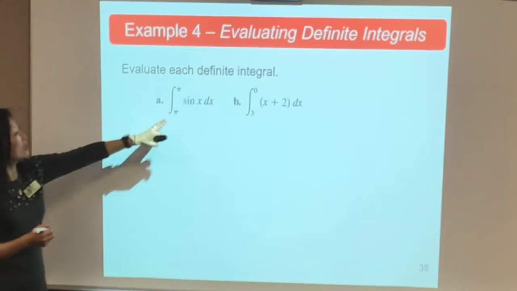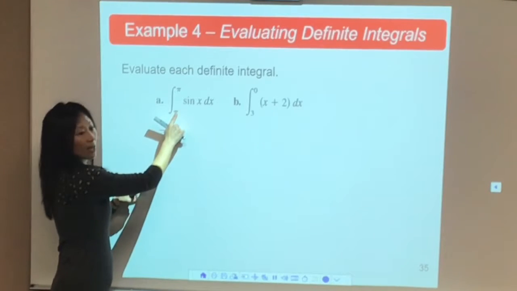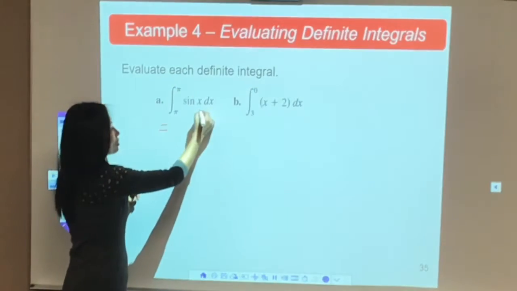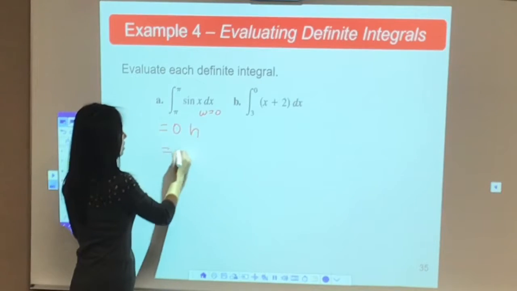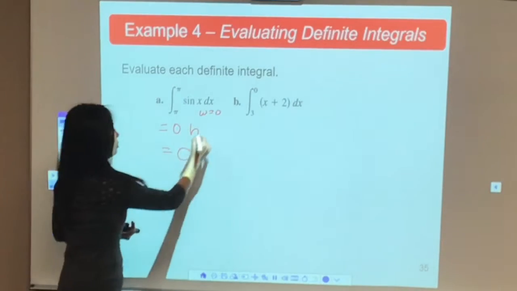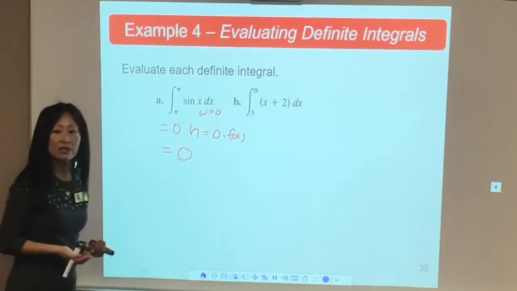So this one we know right away. What's this area equal to? Look at that. My lower limit and my upper limit is what? 0. Same. So in other words, my width is what? 0. So 0 times anything is what? 0. So my height is 0. What you can say, 0 times f of x, whatever. Still is 0, right?